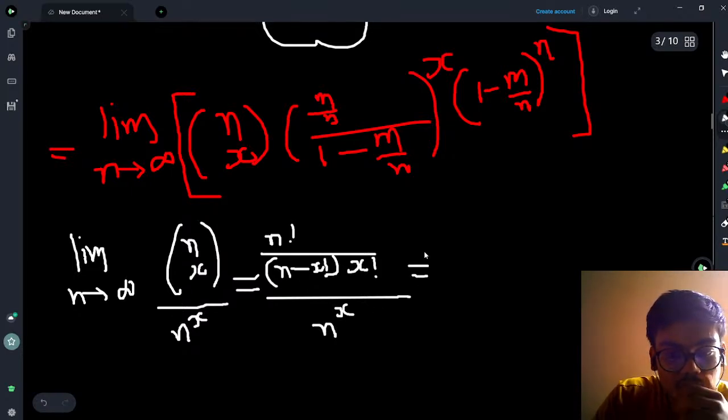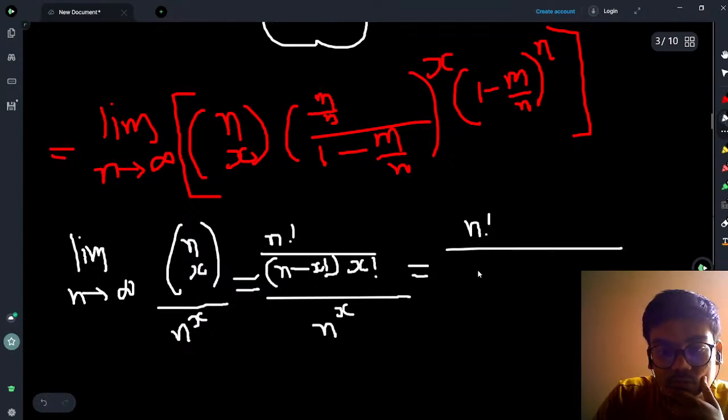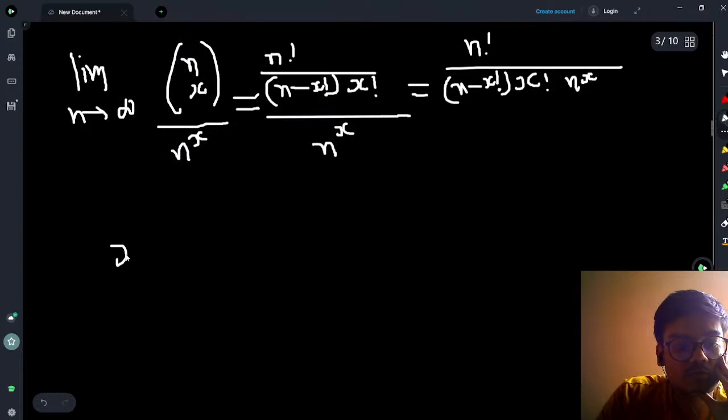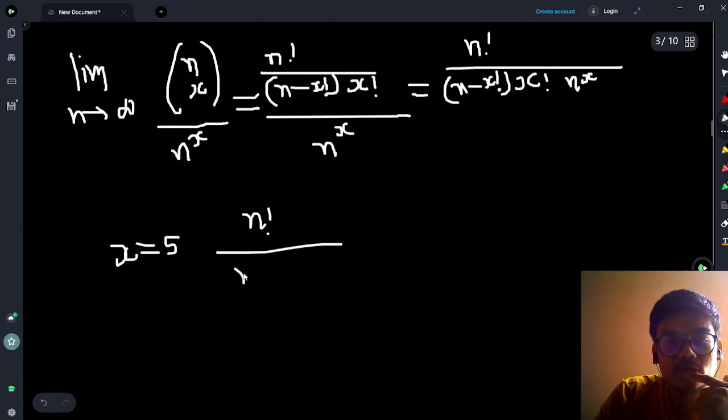Now just rearrange it: n factorial, n minus x factorial, and n raised to x. Now let's see, if we have x equal to 5, then the same equation can be represented as n factorial, then n minus 5 factorial. Let's consider these two terms only.